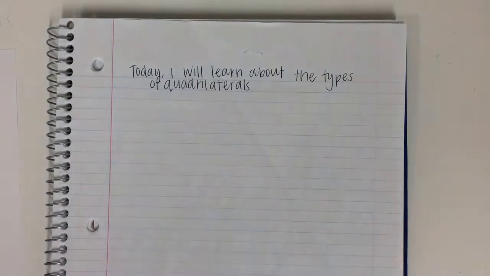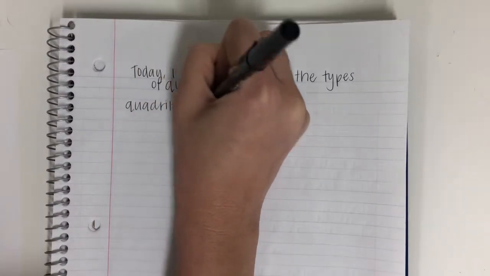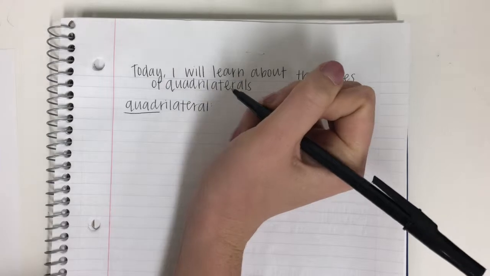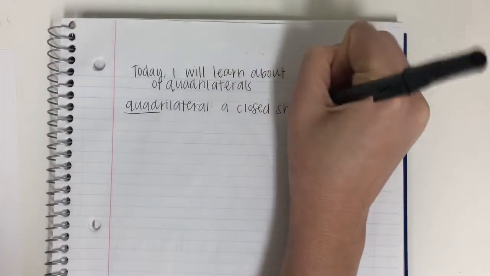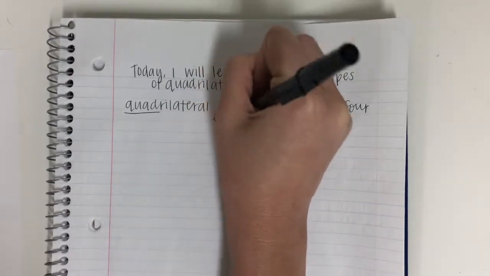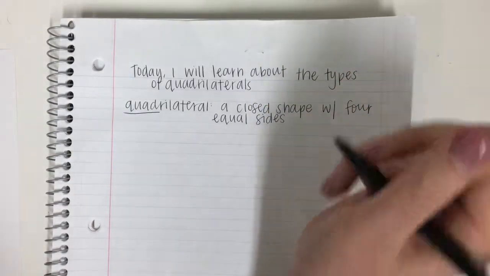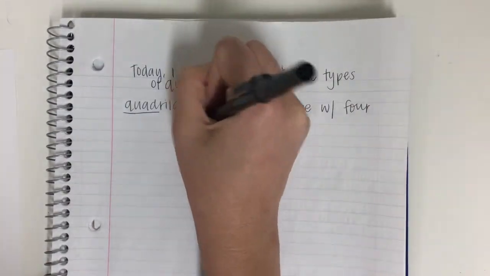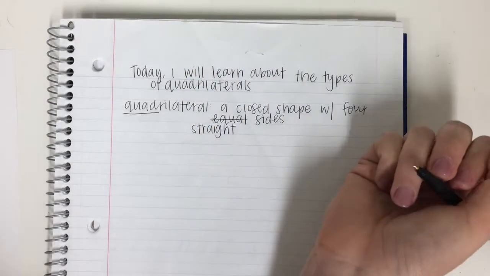Alright, let's define what a quadrilateral is to start. So a quadrilateral, quad means 4 of something. So this one is a closed shape with 4 equal sides. Oh, sorry, not equal, that doesn't make sense. 4 straight sides. Okay, so it's a closed shape with 4 straight sides.